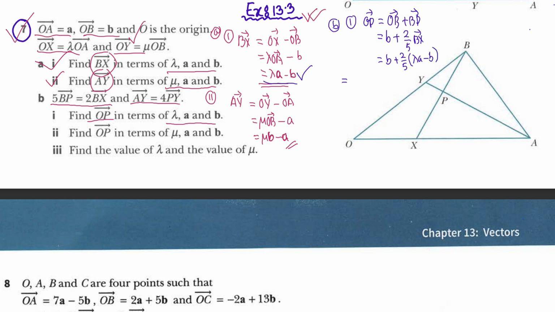Now let me write the whole thing: 2 lambda A by 5 for the A part. Then if we take B common, we get 1 minus 2 by 5, that is B minus 2B by 5, which gives us 3 by 5 B. Here A and B are vectors, and lambda is the scalar. This is the total of OP.